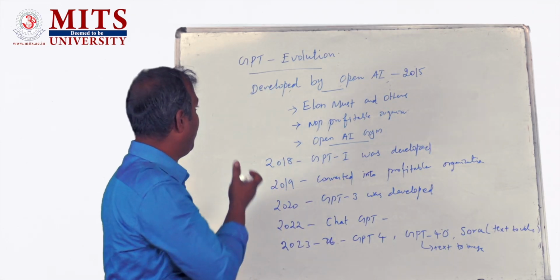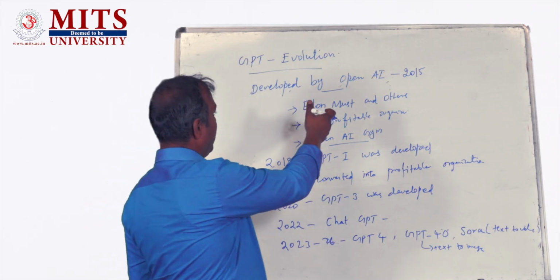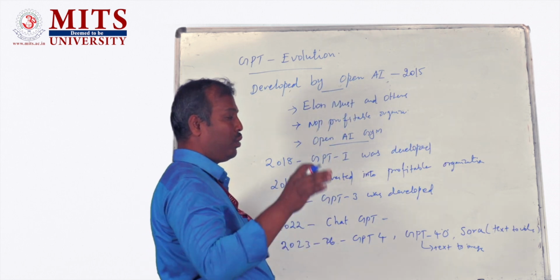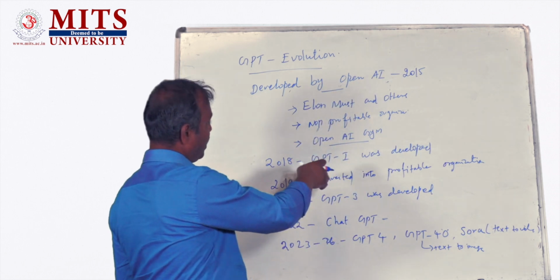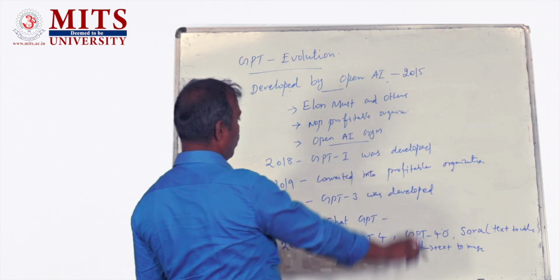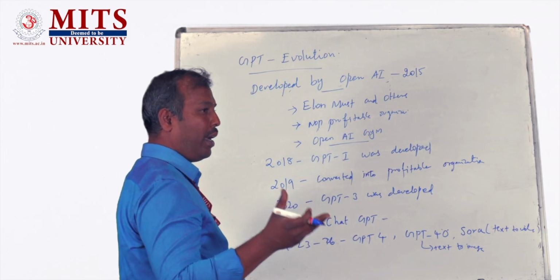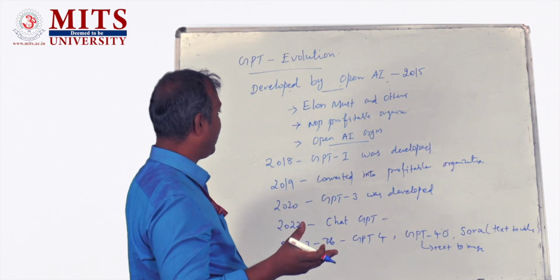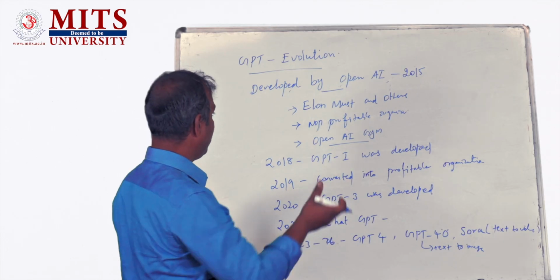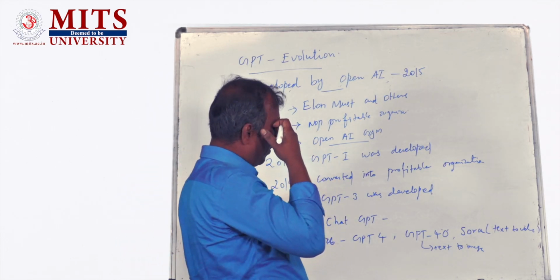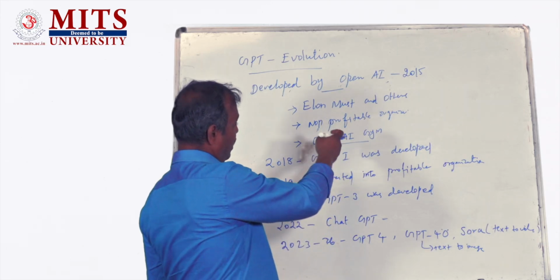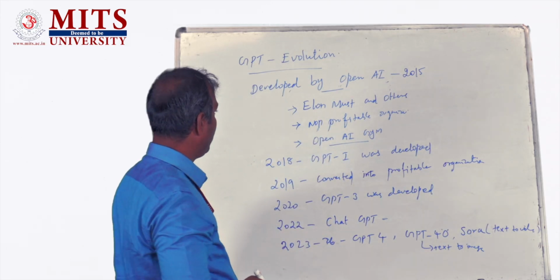Okay, the GPT tool was developed by OpenAI in the year of 2015. Actually, earlier it was not called GPT, it was called OpenAI Gym. The aim was to find some AI related applications in the lab in San Francisco, along with Elon Musk and others. Yes, they had a big team, a non-profit organization. They used to work.